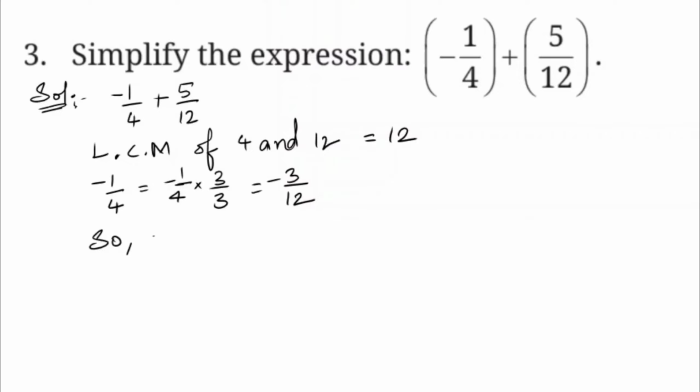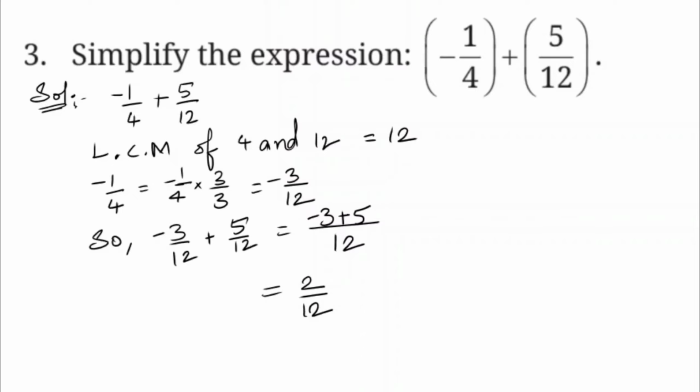So what is that? Minus 3 by 12 plus 5 by 12. Since the denominators are the same, we can write 12 and minus 3 plus 5. So 5 minus 3 is 2 by 12. So 2 ones are 2, 2 sixes are 12. So we got 1 by 6.